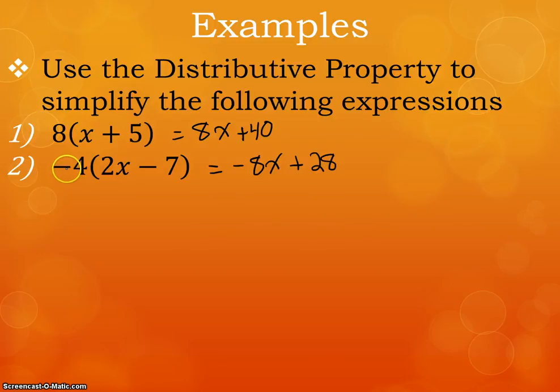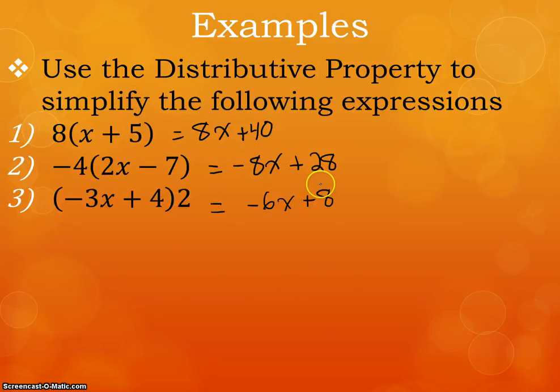So again, one way to think about this, the inside originally was positive and negative. If we're multiplying by a negative number, it now switches, because this becomes negative, negative 8x. The negative 7 became the positive 28. And again, if it's on the right-hand side, it's still the same process. 2 times negative 3 is negative 6. 2 times 4 is positive 8.